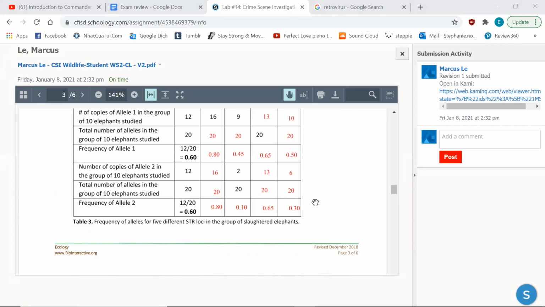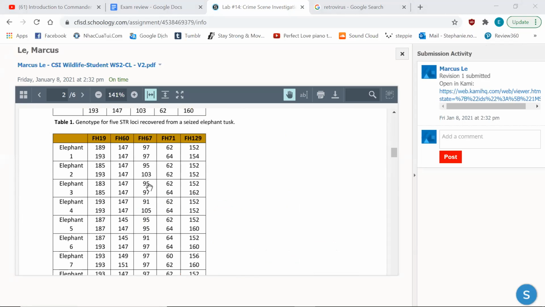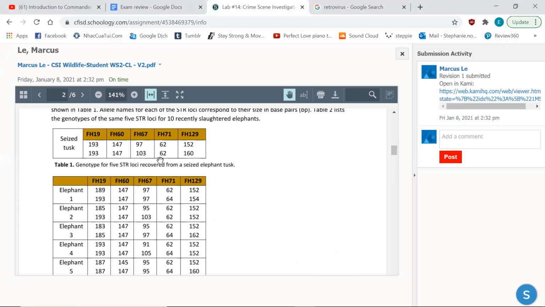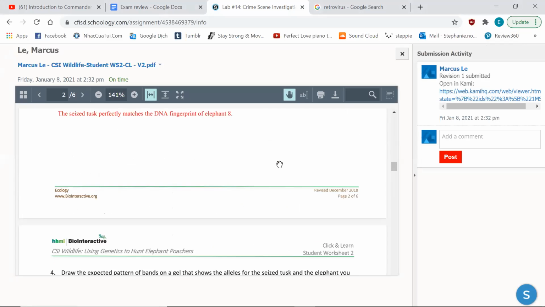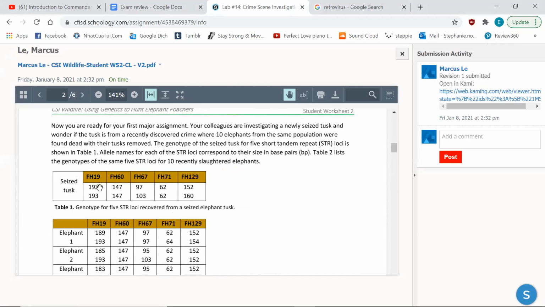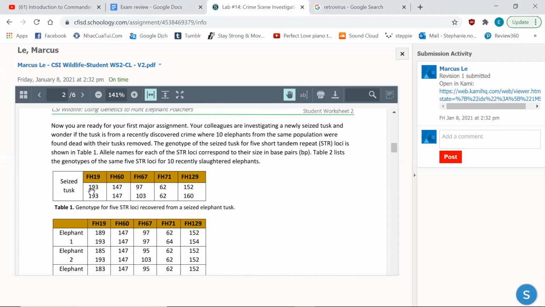To do the math, what you need to do is look at this big table, right? They're going to give you two alleles. Here it's homozygous, here it's homozygous, here it's heterozygous. How do I know the numbers are different? That's pretty simple. Now, to do the math, go through and count how many elephants here share the same alleles.